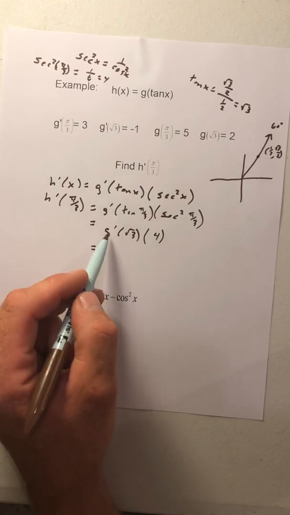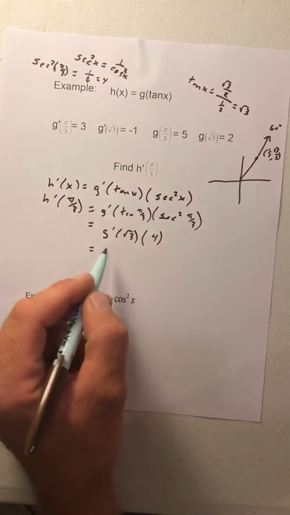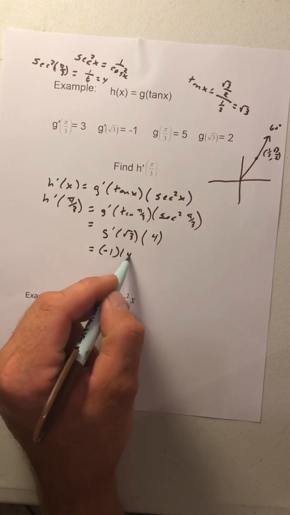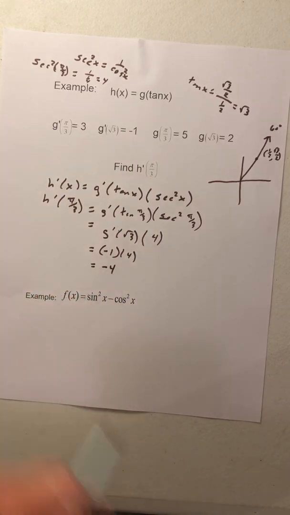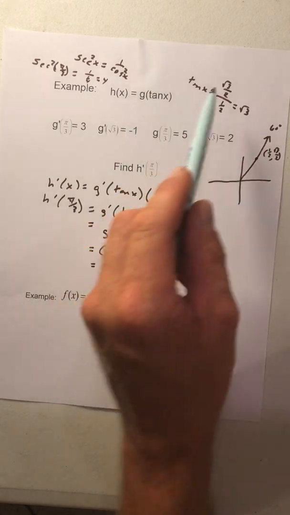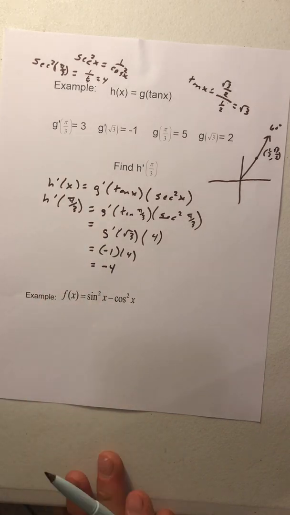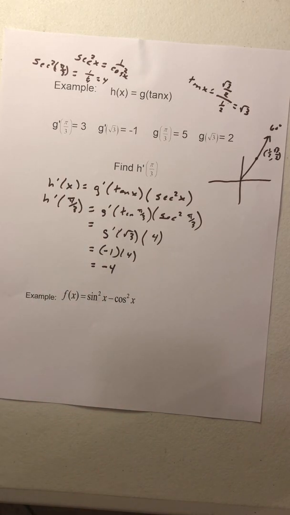Well, now what are we looking for? G prime of radical 3. G prime of radical 3 is -1. And we're multiplying that by 4, so we end up with a -4 value. So that, again, would be a nice AP kind of question because it requires you to remember your unit circle, remember the tangent, how to find the tangent value, and how to find the secant value. So a lot of good stuff in that one question, as well as testing that chain rule for us.